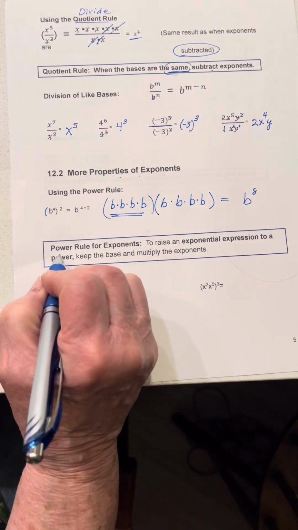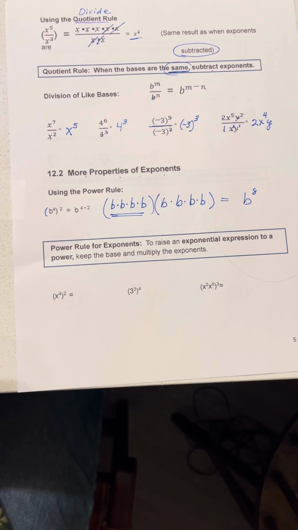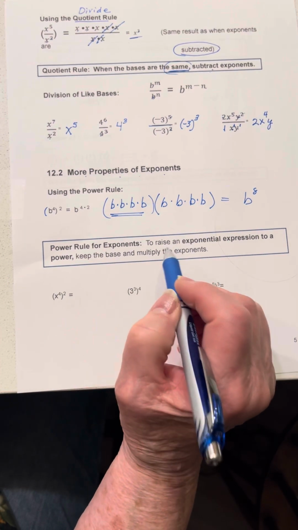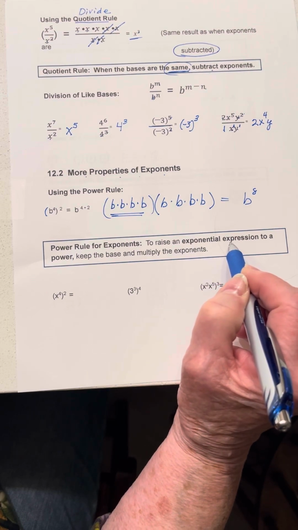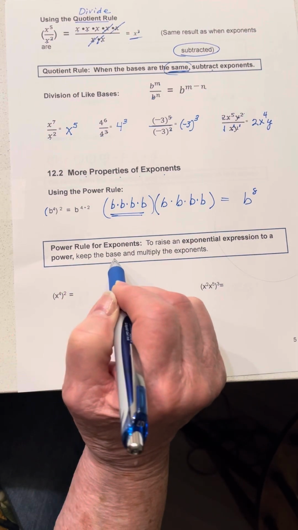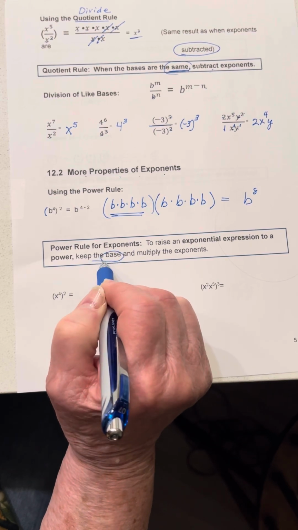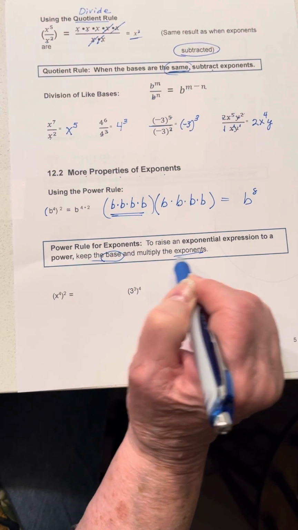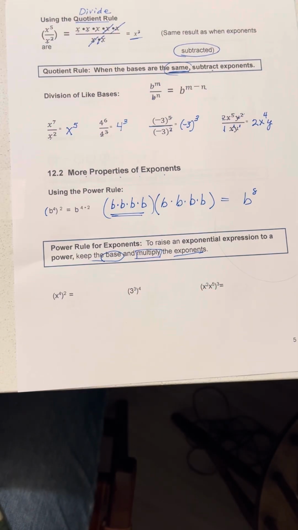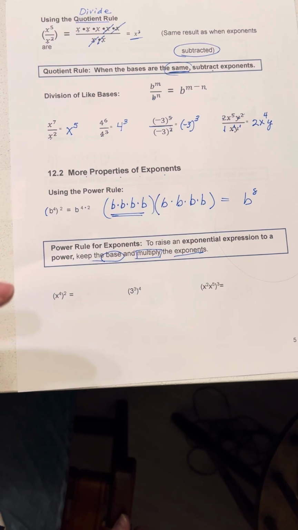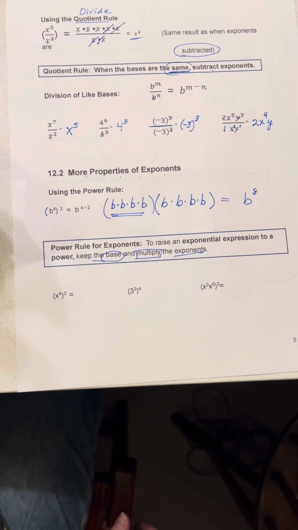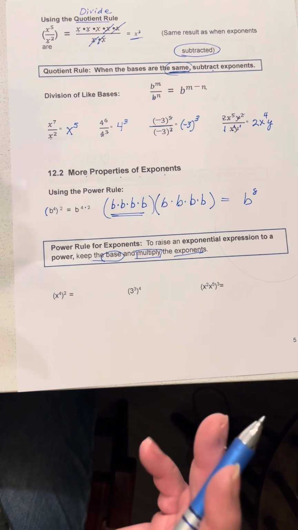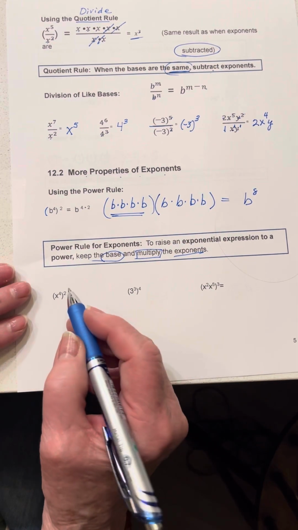So the power rule, this is when you have an exponent of an exponential term. To raise an exponential expression to a power, keep the base, it has to be the same base, and multiply the exponents. So this is very simple. You just have to remember the rule. This is something that you might practice on a regular basis, so by the time we take our exam over Unit 4, you will remember how to do this. It's simple, but you need to remember that that's what you're going to do.